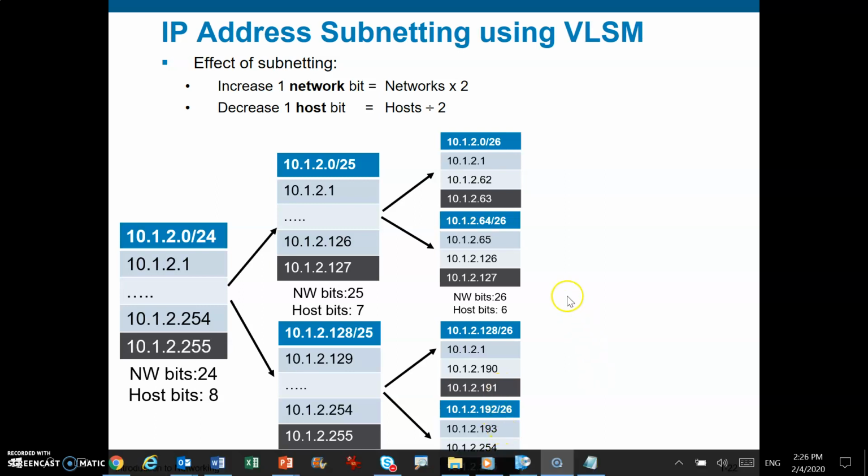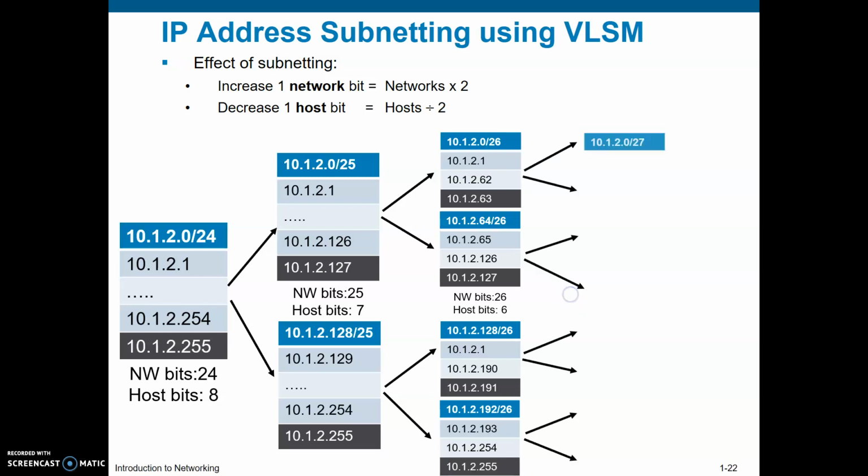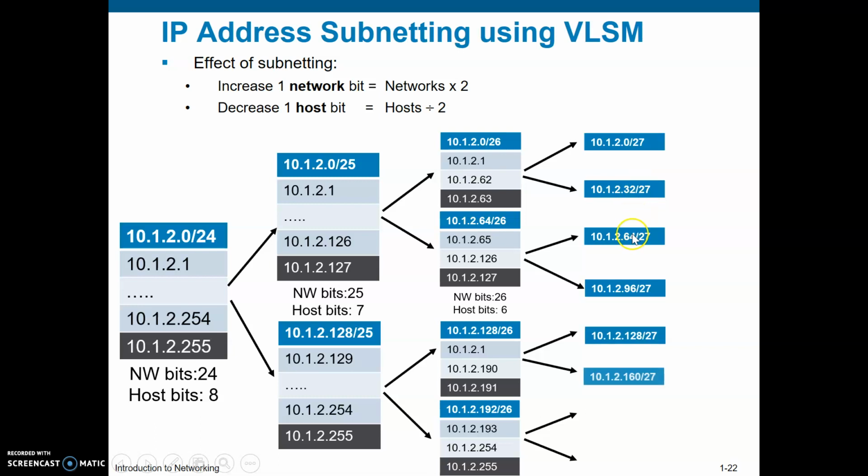How about if we borrow 3 bits? Obviously, if we borrow 3 bits, we have in fact created 8 networks. This is the first network, second, third, fourth, fifth, sixth, seventh, eighth network. Each network becomes smaller. So again, this is 256, 128, 64, and here each network will be 32. If you count, this is from 0 to 31. 0 is the network address, 31 is the broadcast address for the first network.